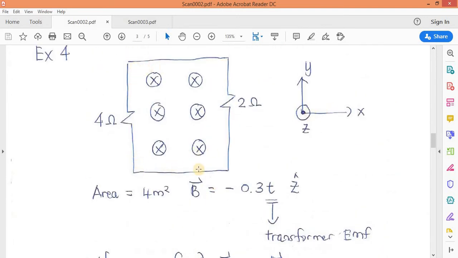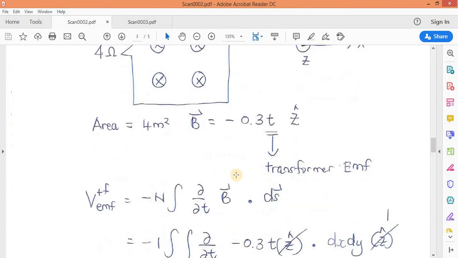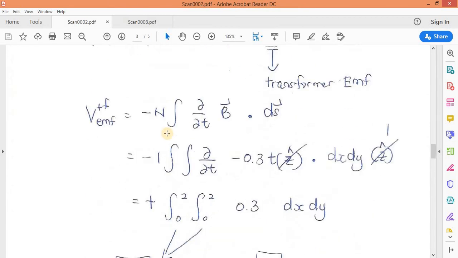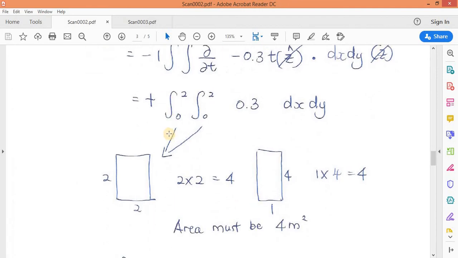Okay, x is here and y is here. Actually, we don't know the length of the sides of this square loop, but we know that the area is 4 meters squared. So you have a choice. Either you assume it to be from 0 to 2 for x and 0 to 2 for y. When you've done this, you will find that the area is 4.